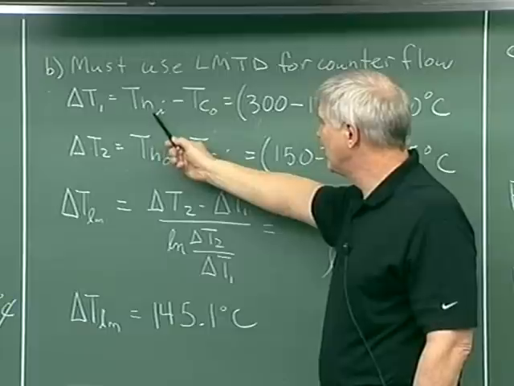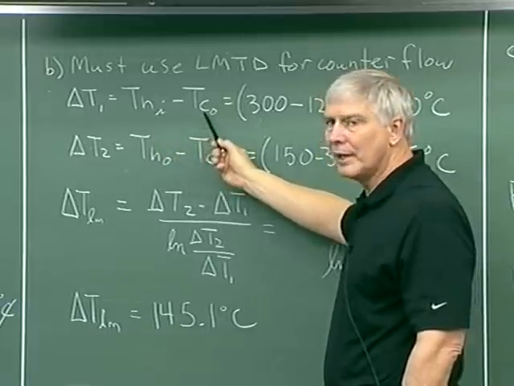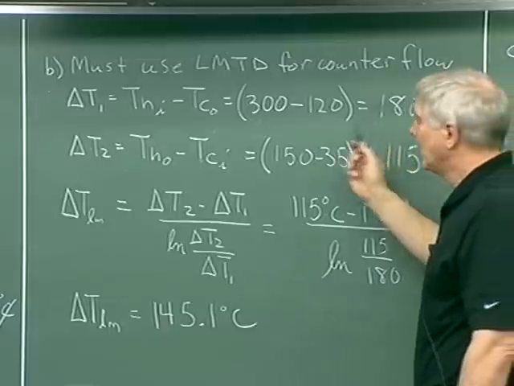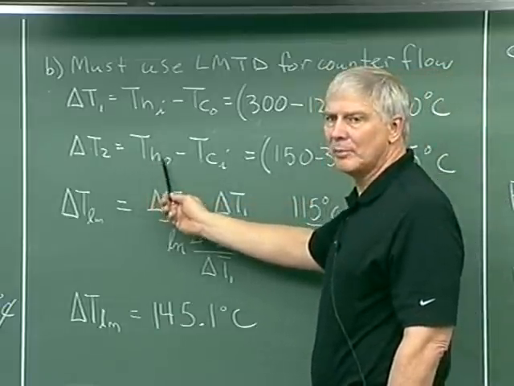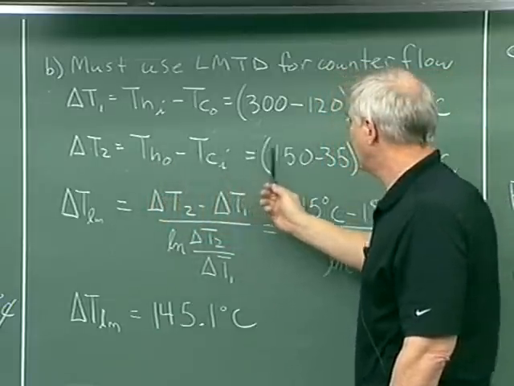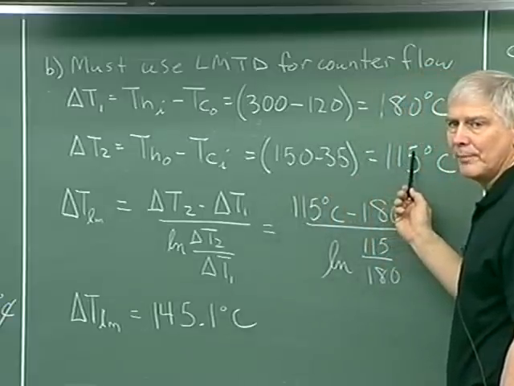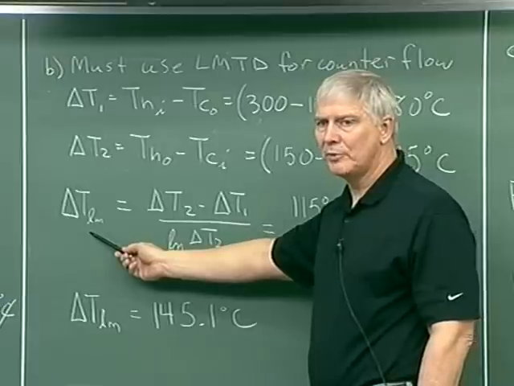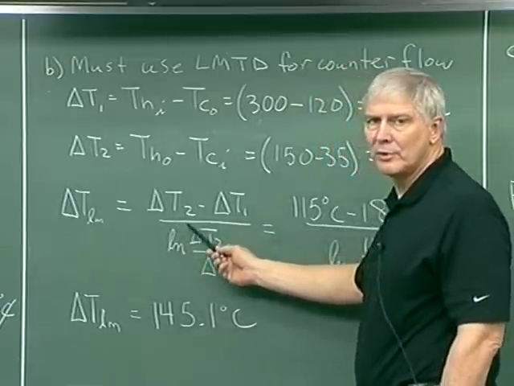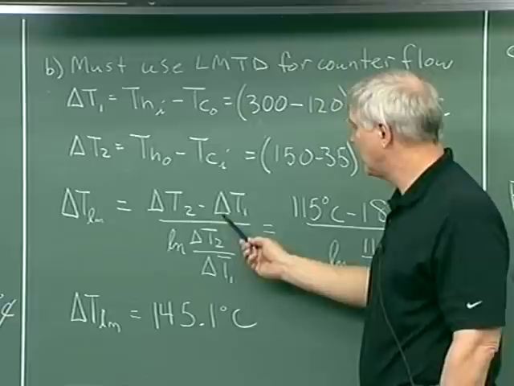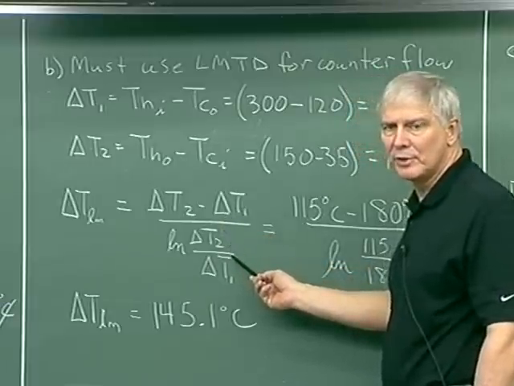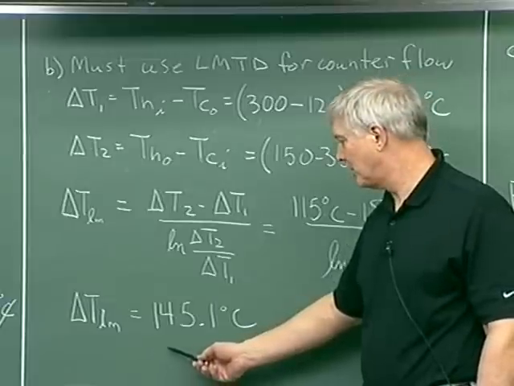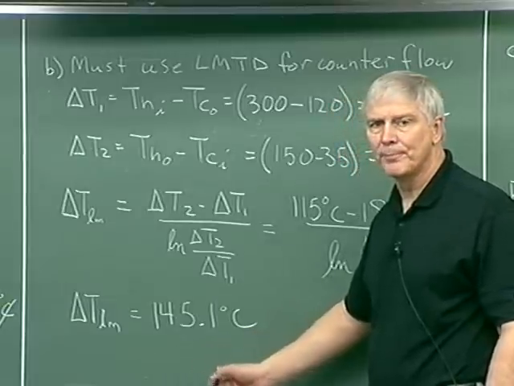So delta T1 would be T hot in minus T cold out, and we plug in the temperatures and we get 180 degrees C. Delta T2 would be T hot out minus T cold in, plug in the temperatures, and we get 115 degrees C. Then our delta T log mean, we can look that up in chapter 11, and we find that it's delta T2 minus delta T1 over the log of delta T2 over delta T1. Plug in the numbers, and we get that the log mean temperature difference is 145.1 degrees C.